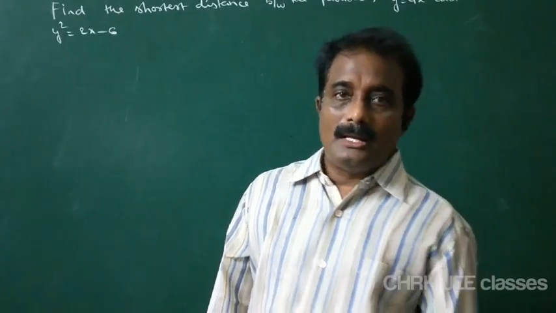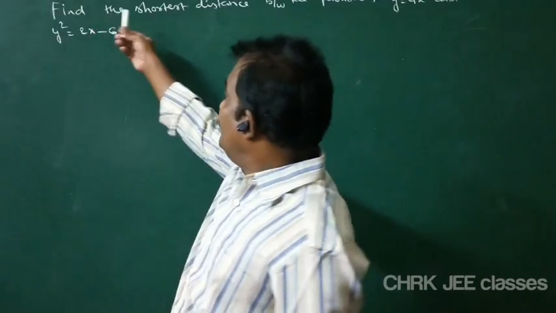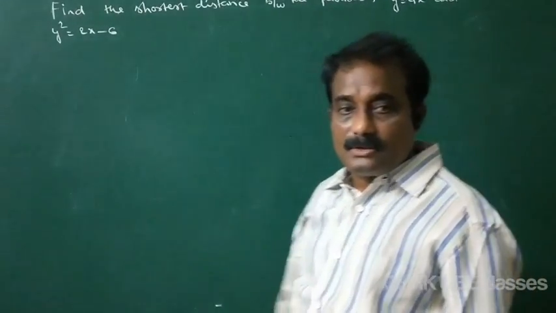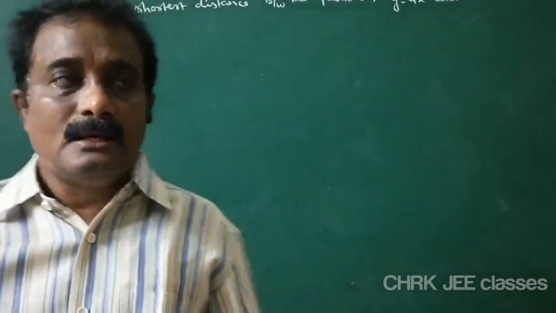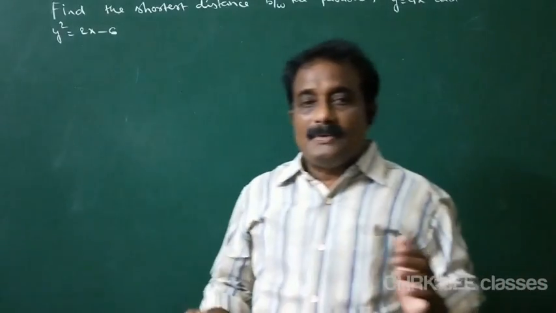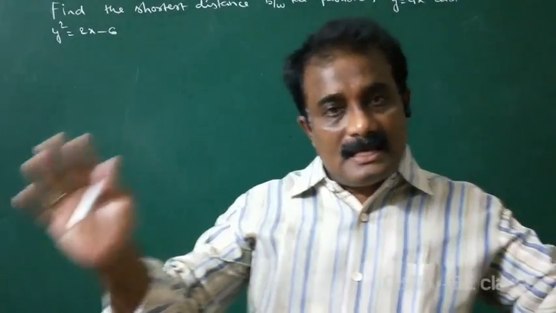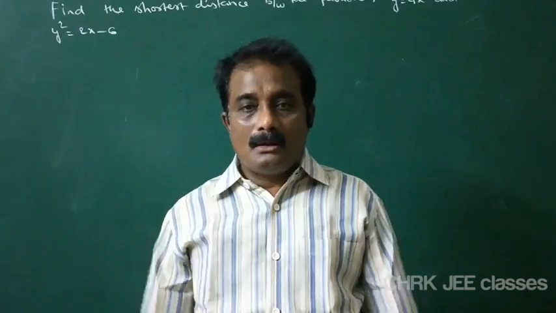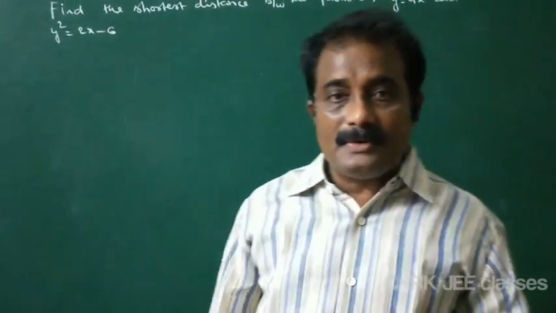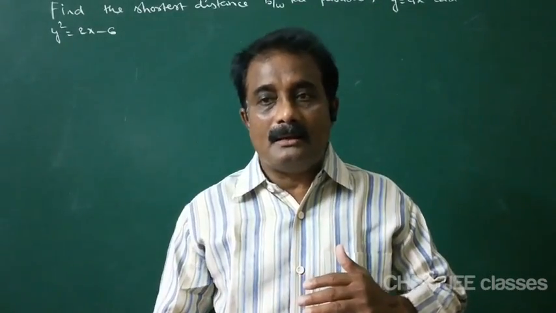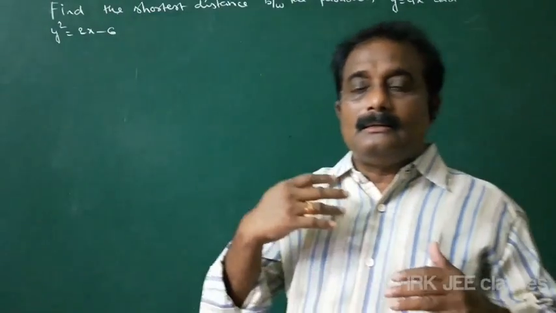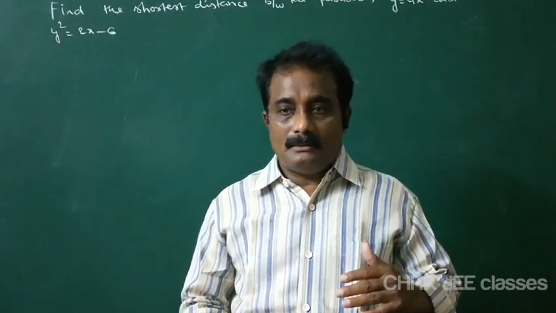We are going to example 3. Find the shortest distance between the parabolas y square equal to 4x and y square equal to 2x minus 6. Now, listen. What I said in the previous sums, the shortest distance lies along the common normal. Now, we have to find the equations of the normals to both 1 and 2 equations. After that, we have to compare. So, the normal is common to both.